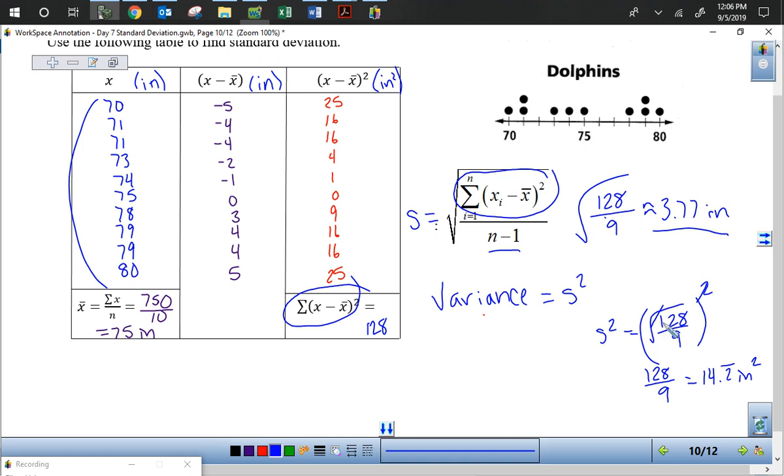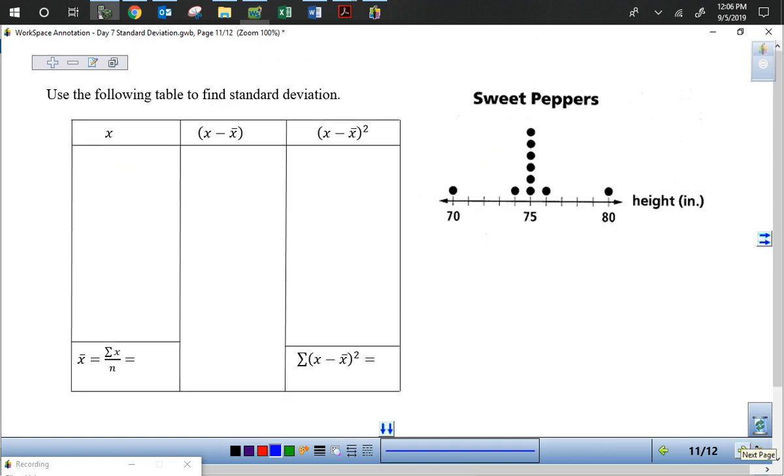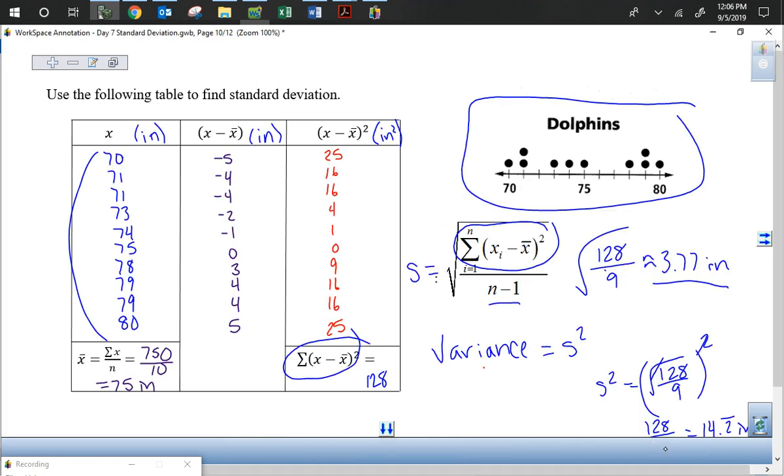Next thing we're going to do is repeat this process for the sweet peppers because, again, it's nice to talk about this in terms of how they compare in spread measures. So remember what this dolphins looks like, this dot plot, and now we're going to go take a look at the sweet peppers. Okay, the sweet peppers here, can you see they're more conglomerated towards the middle here, whereas the dolphins were more spread out? If the dolphins are more spread out with that dot plot, we can say they have more spread, which means they should have a larger standard deviation.